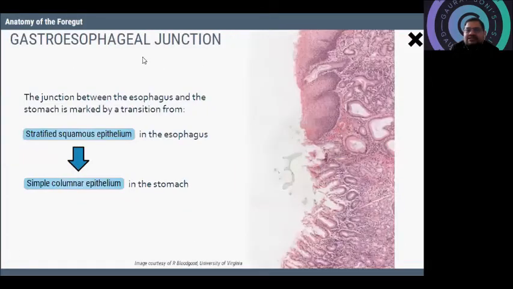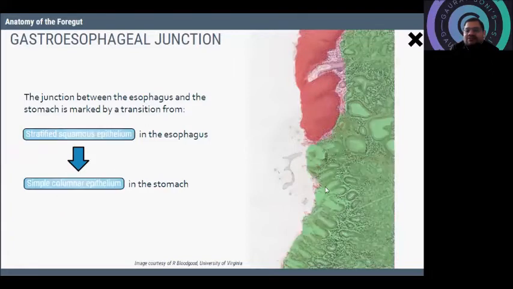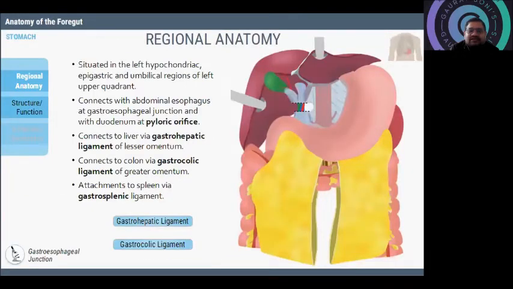A point is the gastroesophageal junction. The junction of the esophagus and the stomach is marked by a transition. There is a change in epithelium. The stratified squamous epithelium in the esophagus is going to change into simple columnar epithelium. You can see this is the squamous epithelium, and next it will be the columnar. Columnar means a pillar-like arrangement, tall columns like.